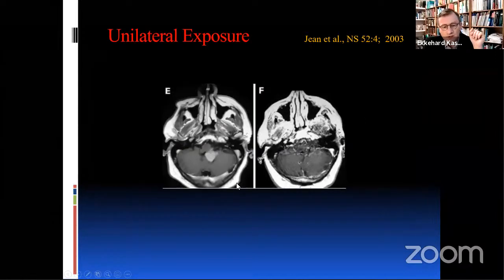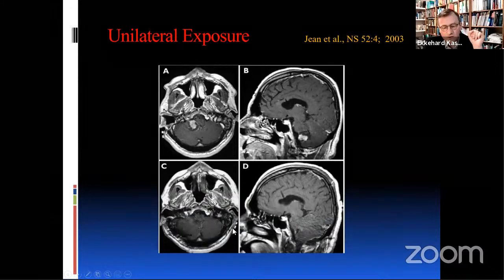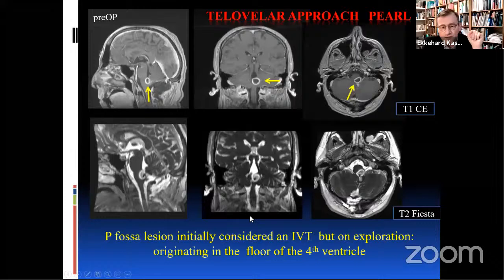These were 2 lesions they presented in this paper. This was a meningioma, and this was an ependymoma with a solid and cystic component, both achieving total resection. Now, 2 recent cases I want to show to you as a pearl.